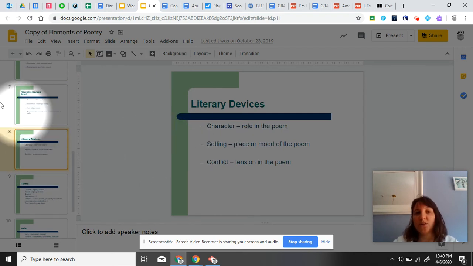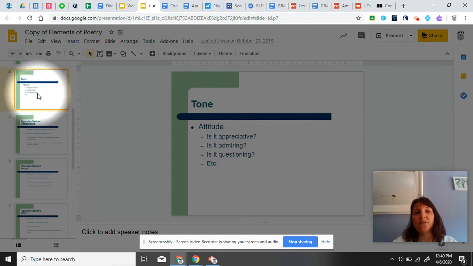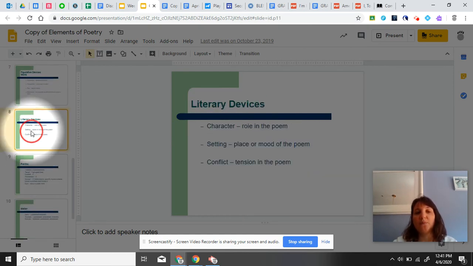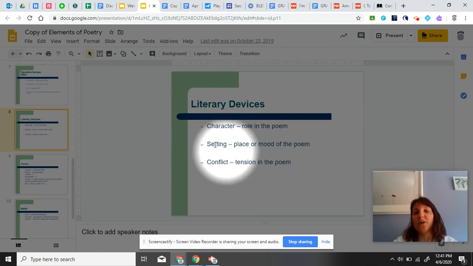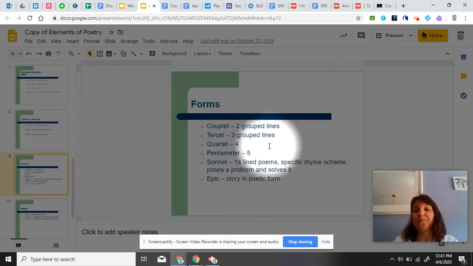Lastly, like I said, these figurative devices, words, sounds, and comparisons are mostly used to help develop these literary devices, okay? Character is always a role in the poem, play, story, whether it's fiction or nonfiction. Setting is always the place or mood, and conflict is always the tension. So poets use those figurative devices a lot to help develop that.